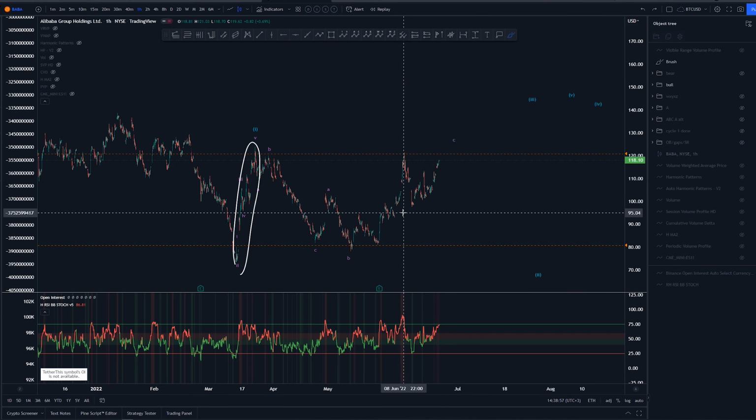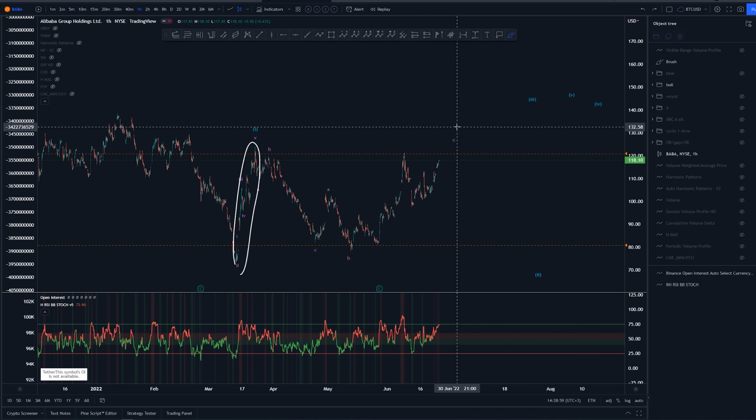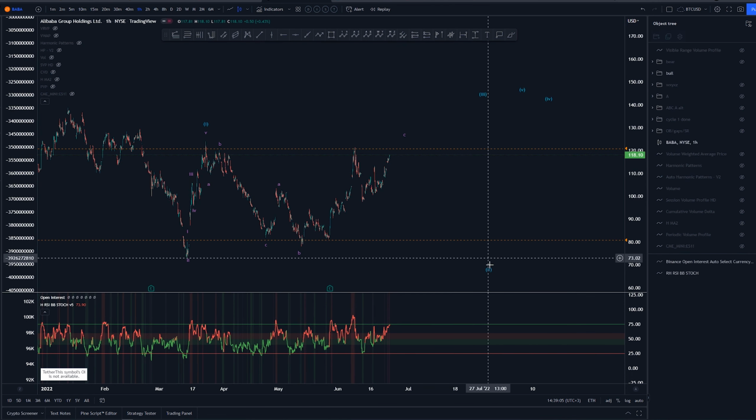I'm still in part of my long setup, but it has taken so much time that I'm not really looking for this to be a wave 2.